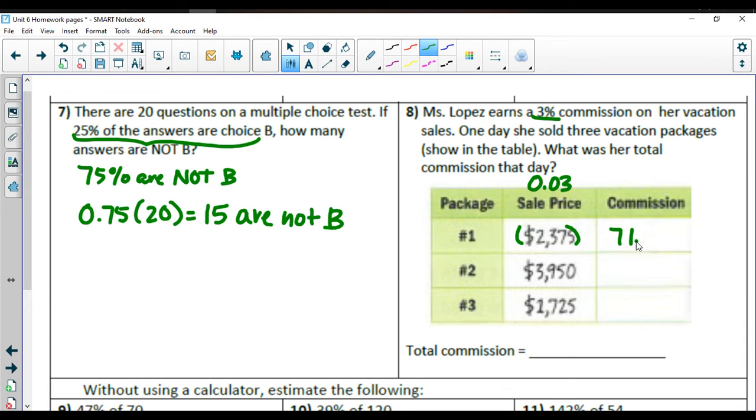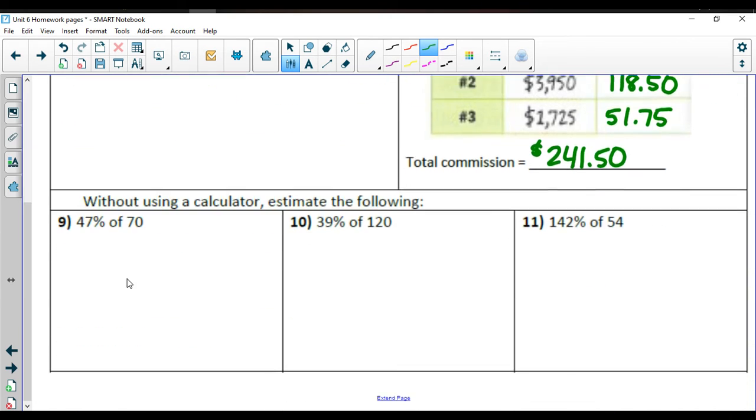In doing so, we get $71.25. 0.03 times 3,950 gives us $118.50, and 0.03 times 1725 gives us $51.75. When we total all those together, we have $241.50 then.